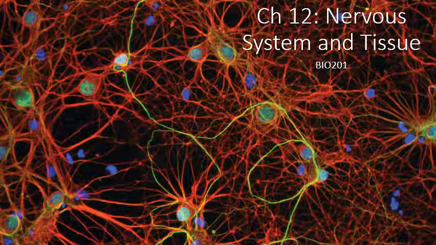Hi all, this is going to be our third mini lecture for chapter 12. In this lecture we are going to talk about the neuroglial cells. So we've already talked about the types of neurons and the structure of neurons. Now we need to turn our focus to those supportive cells, which are our neuroglia.